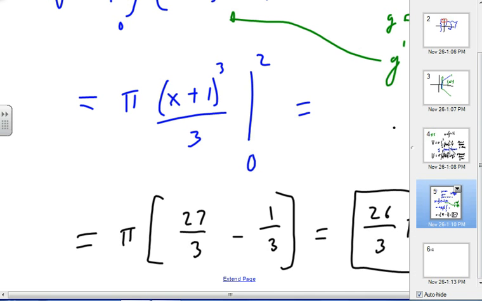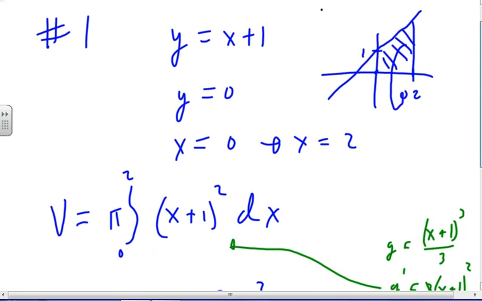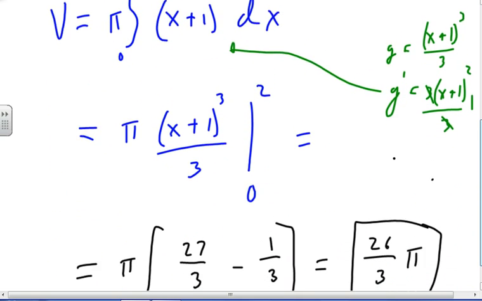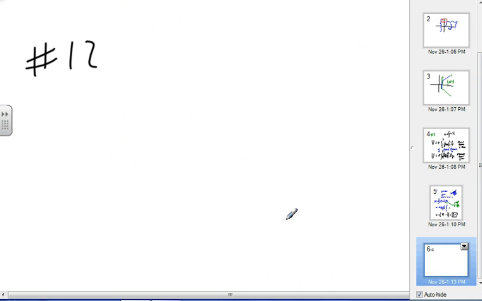Okay, recapping problem number one, we find that it looks like that. We take the integral, we get the right answer. Moving on to problem number 12. Now, I'm sure that the audio that came first would be perfectly okay there.